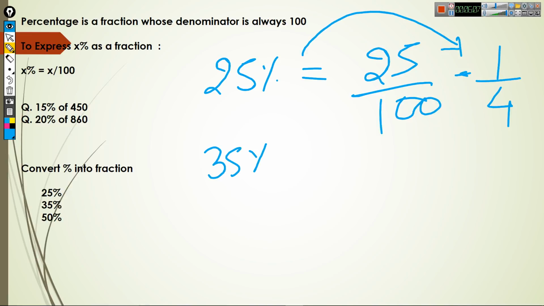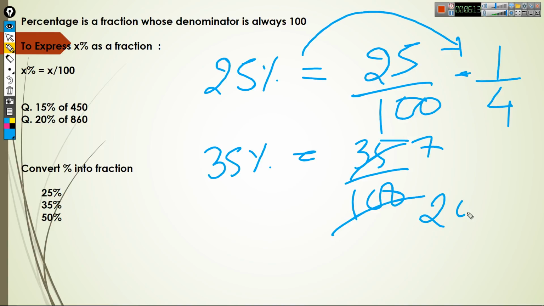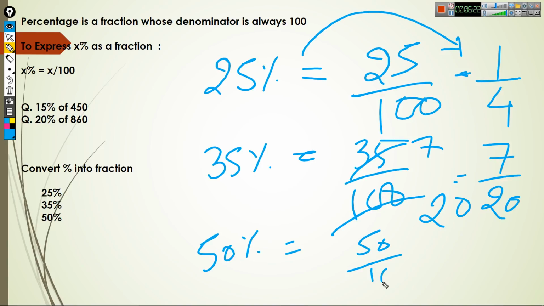Again, if we talk about 35%, 35 divided by 100, 5 sevens are 35, so 35% is equal to 7 by 20. And if we talk about 50%, then 50 divided by 100, so 50% is equal to 1 by 2. So we can convert any percentage into a fraction. What you need to do is just divide by 100.